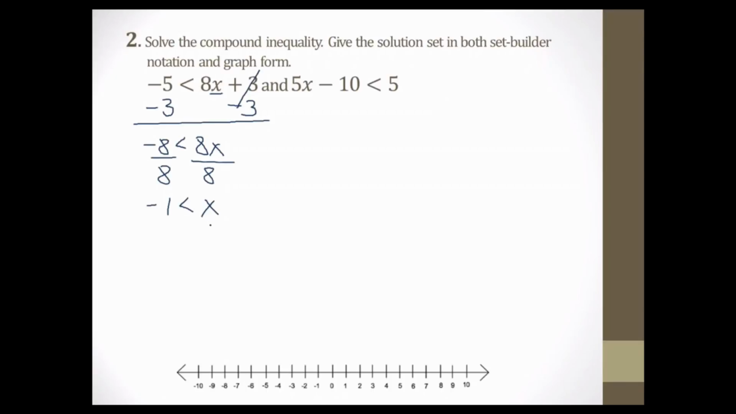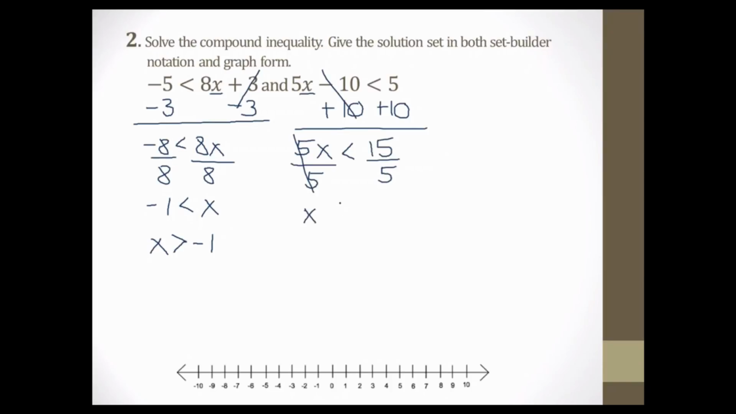And I can also rewrite it because I like my x to be on the left side, but I need to make sure that the direction of the sign still is the same. So basically the x is greater than negative 1. So both of these answers are correct, but I prefer having the x on the left side. So now solving the second part. So here again we're solving for x. Let's add 10 to both sides. And we have 5x is less than 15. Now dividing by 5, and x is less than 3. So in this case it came out nicely with x on the left side. I do not have to rewrite it.